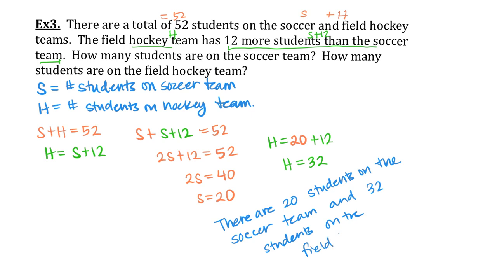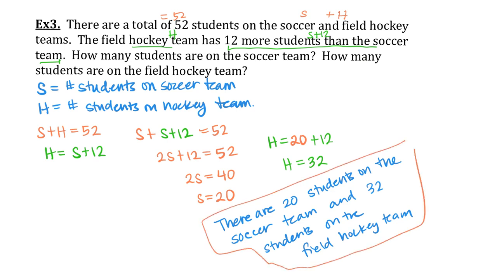Now I'm going to go back and read it just to make sure that makes sense, because sometimes these can get a little bit tricky. Okay, there are a total of 52 students on the soccer and field hockey team. So if I do 20 plus 32, I get 52. Okay, the field hockey team has 12 more students than the soccer team. So the soccer team has 20. The field hockey has 12 more. That makes sense to me. When you're done, just read it and make sure it makes sense.